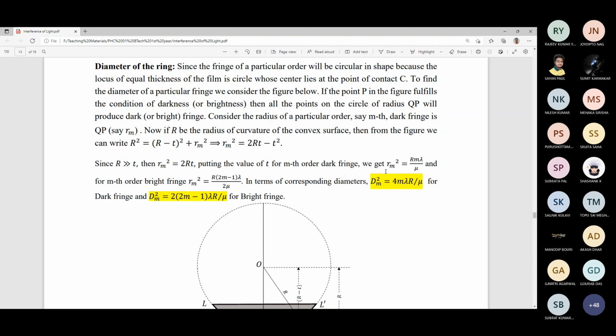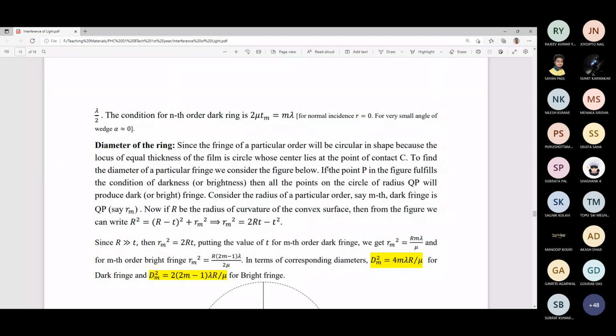Now this twice RT, you can put it from here, that is m lambda divided by twice mu, where T equal to Tm. So here Rm square, that is m lambda divided by twice mu. So these two will be cancelled out, right? That is Rm square equal to m lambda R divided by mu.